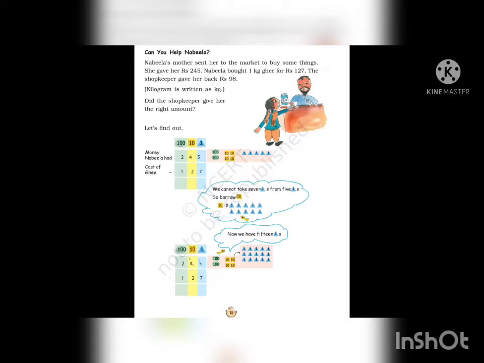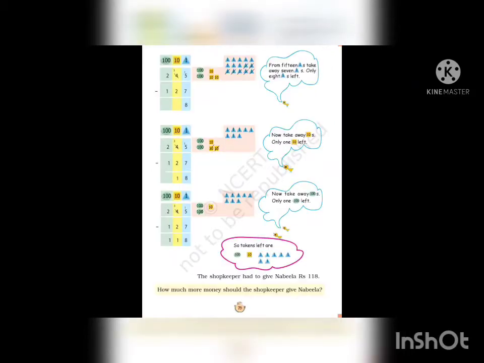Now in the next step they have subtracted the numbers of the ones place value. 15 minus 7 is 8. In the next step they have subtracted the numbers that are in tens place value. So 4 has become 3. So now 3 minus 2, that is 1. In the last step they have subtracted the numbers that are in hundreds place value. So 2 minus 1 is 1. So the answer is 118. So the shopkeeper had to give Nabili rupees 118.